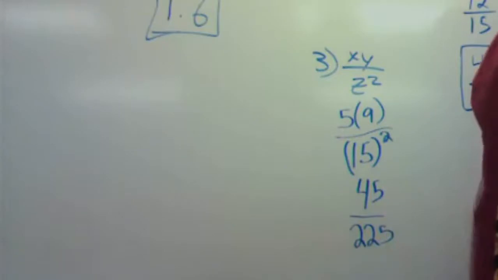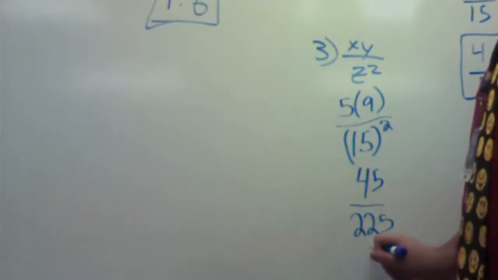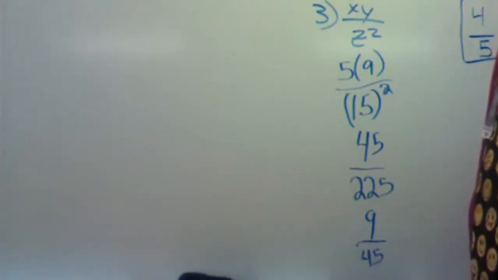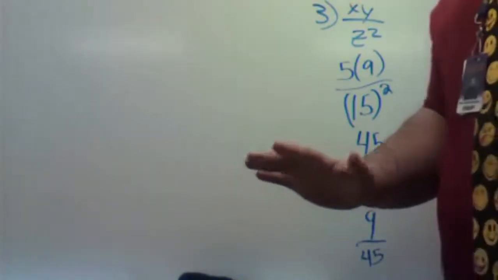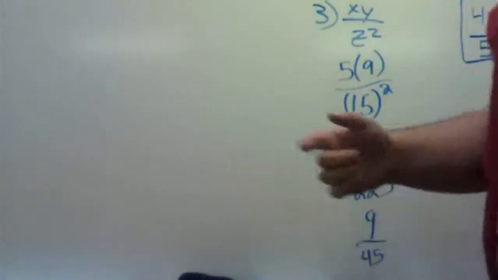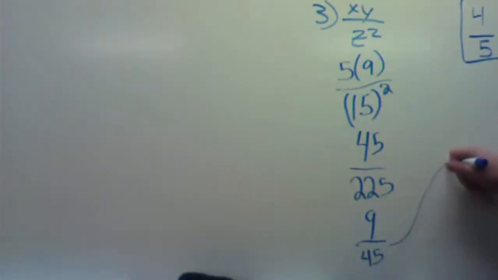If I had to take a random guess here, they both end in a 5. Let's divide the top and bottom by 5. 45 divided by 5 is 9. 225 divided by 5. Oh, both are divisible by 9. In fact, 45 is also the 5th one in the 9 times table. So 9 times 5 would be 45. So let's divide both the top and bottom by 9. 9 divided by 9 is 1. 45 divided by 9 is 5. My ratio here is 1/5.